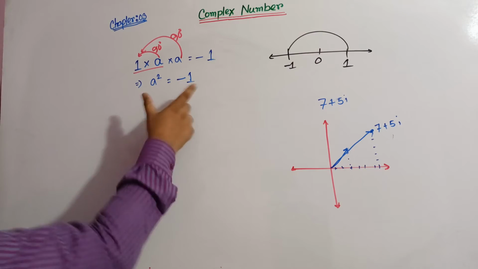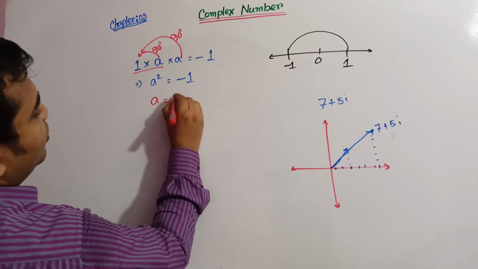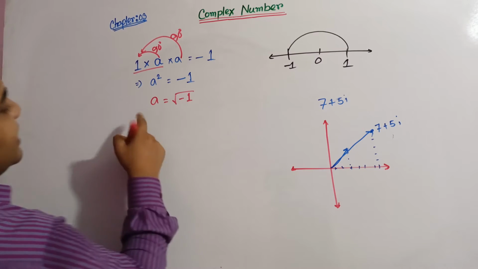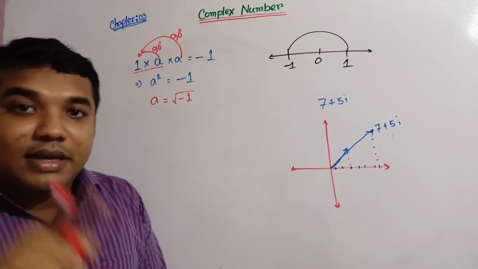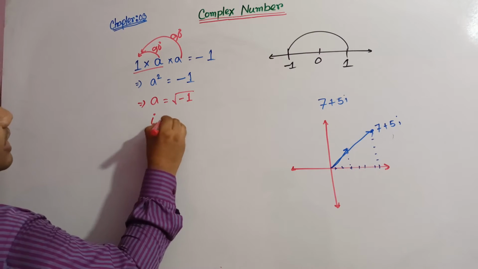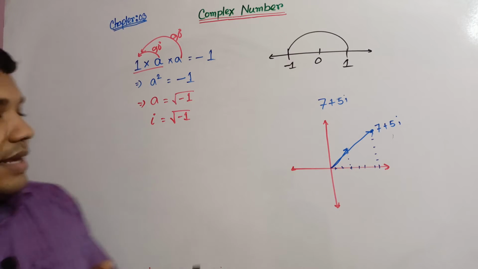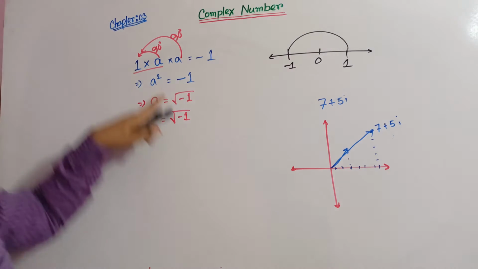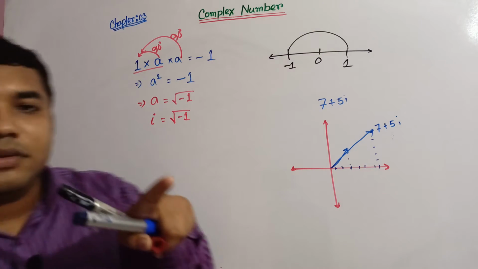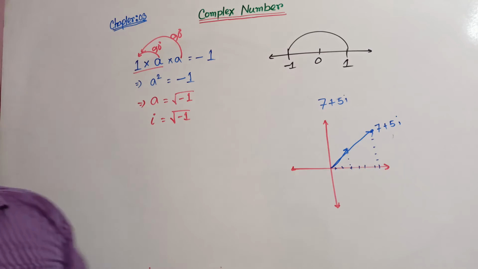And a squared equal to -1 means the value of a is the square root of -1, and this is the number which is actually i. So I think you can understand that i is something which makes a number rotate by 90 degrees.